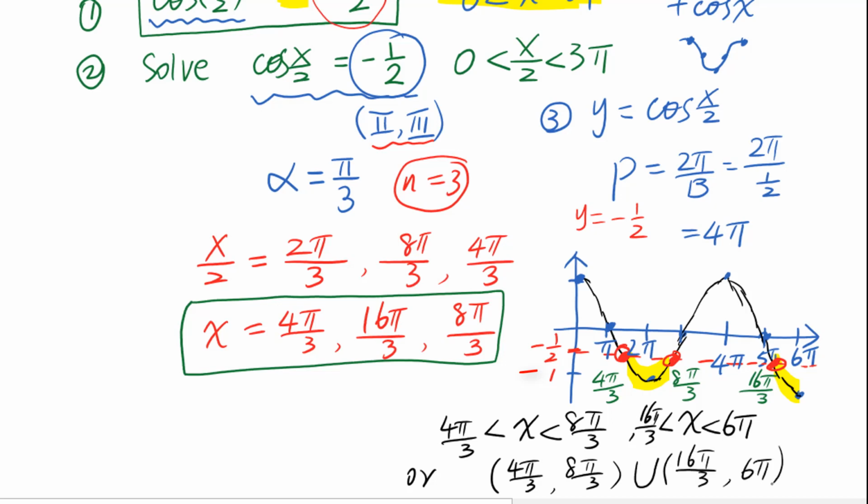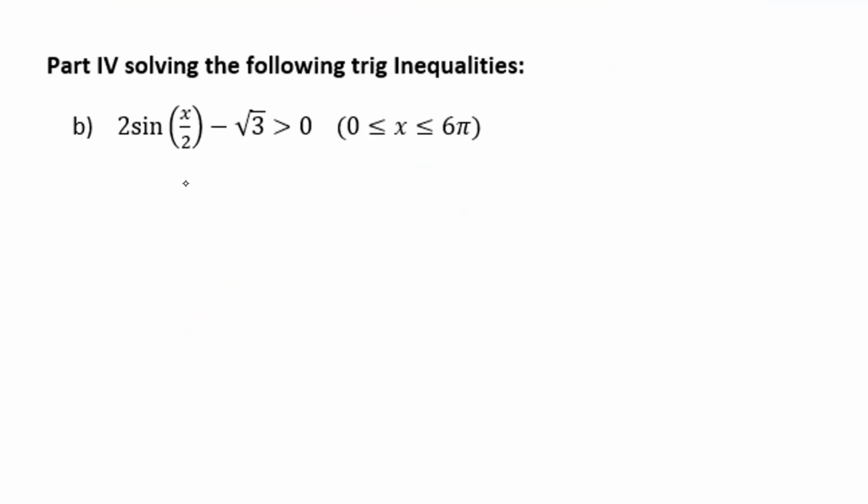Let's go to B. 2 sine x over 2 minus square root of 3 greater than 0. X is greater than or equal to 0, less than or equal to 6 pi.